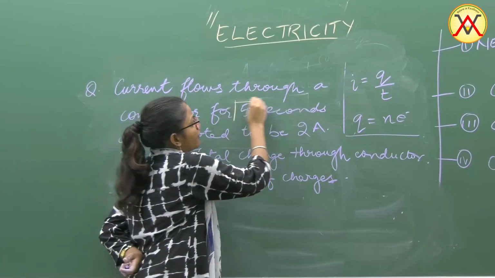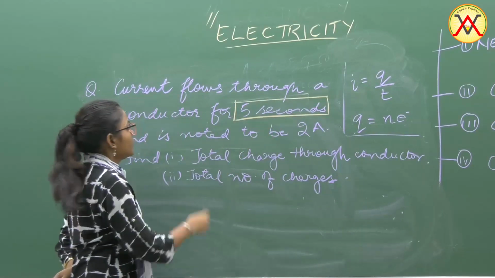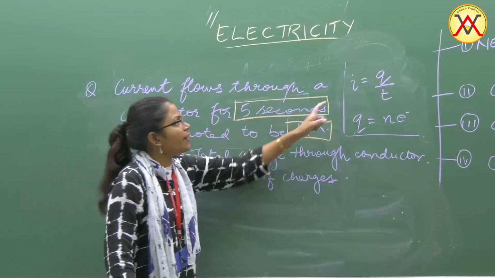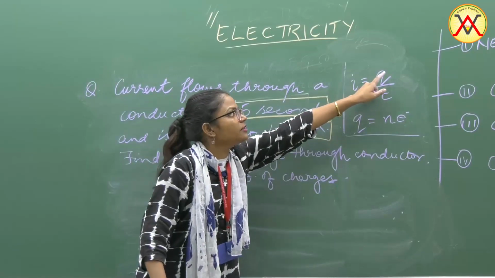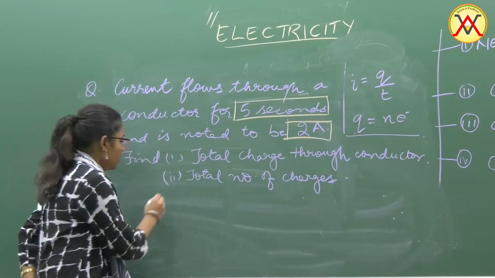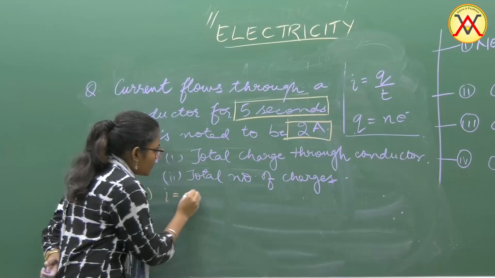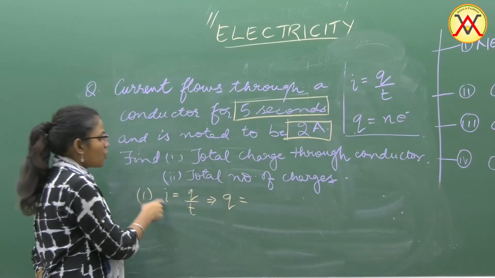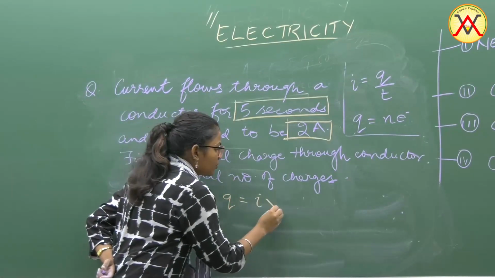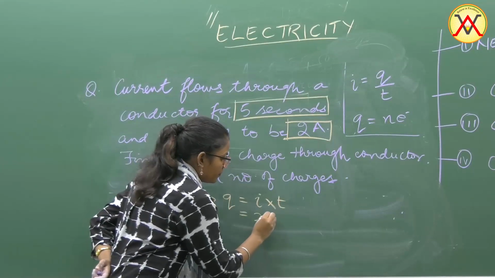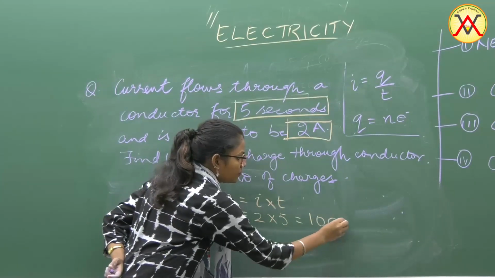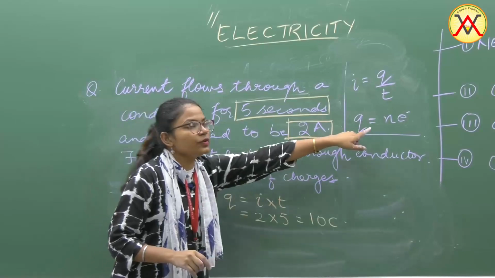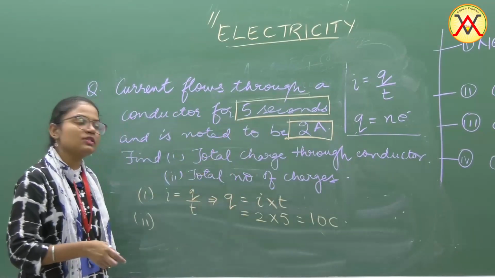What we have got our time as 5 seconds. We have got our current as 2 ampere. If we put these two values in our first equation, we would get the total charge through any conductor. I equals to Q by T. Q equals to cross multiply I and T. 10 coulombs.